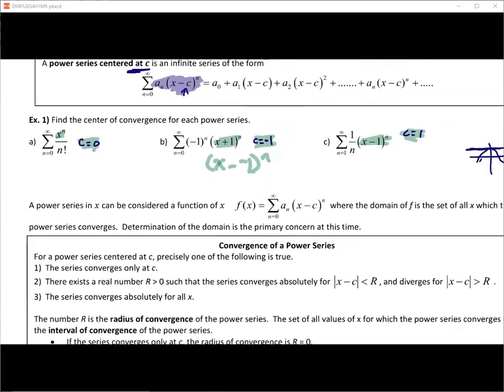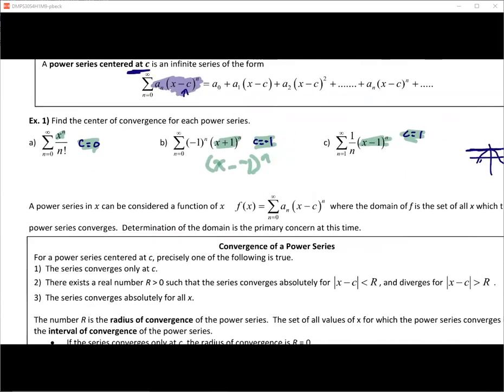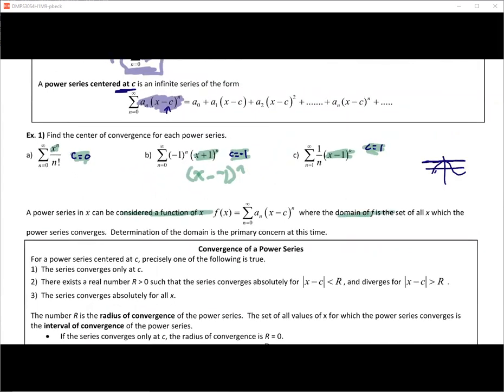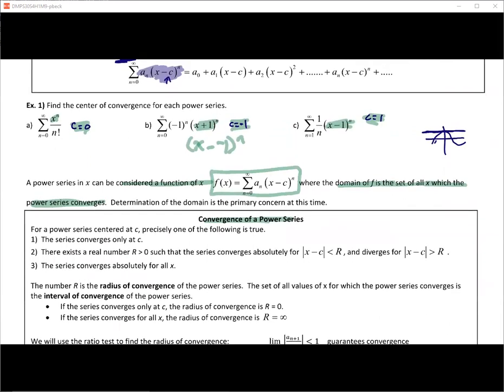Going on a little further, a power series can be considered a function of x, where the domain of f is the set of all x for which the power series converges. So in short, this function is equivalent to the power series, but only where we have convergence. Our goal is to figure out, first of all, what the series is, and second of all, where it converges. I guess we're going to start more with where it is going to converge. Where it converges is one of three cases.